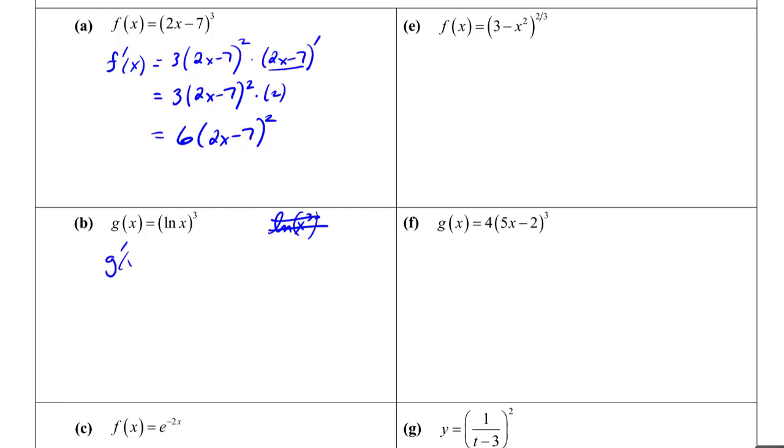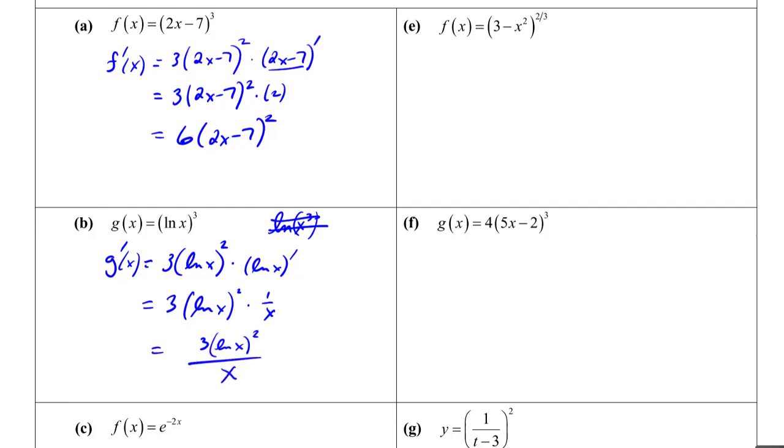So g prime of x, then, it's something cubed, so 3 times that something squared times the derivative of that inside something, ln of x. So 3 (ln of x) squared times 1 over x. Or in other words, 3 (ln of x) squared all over x.